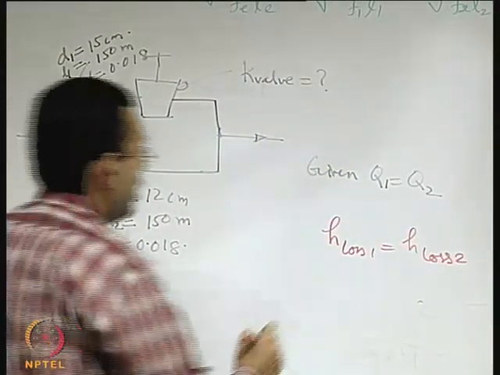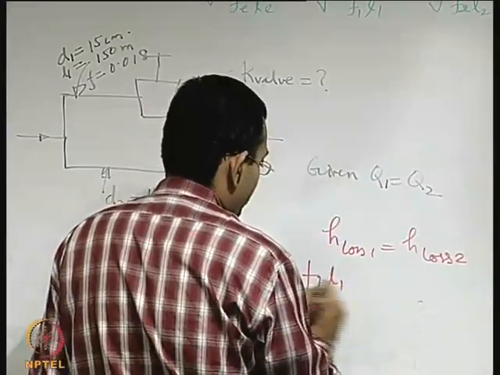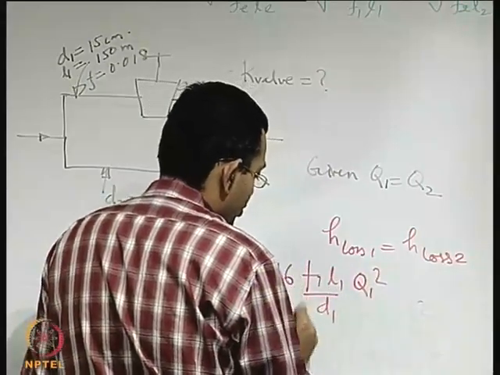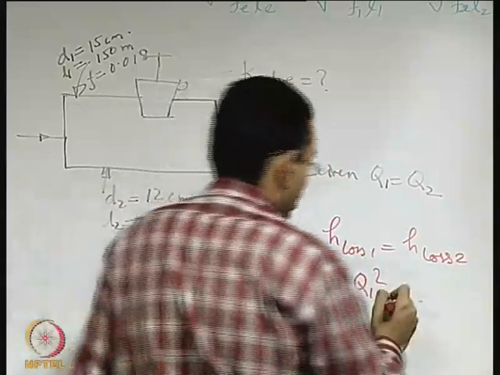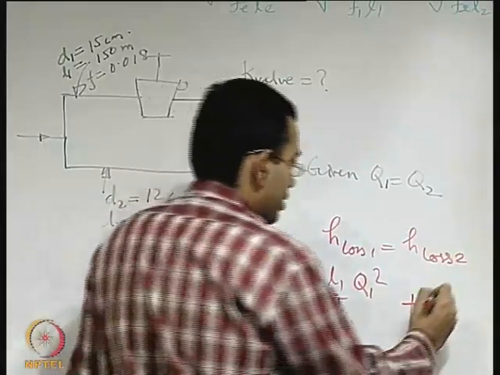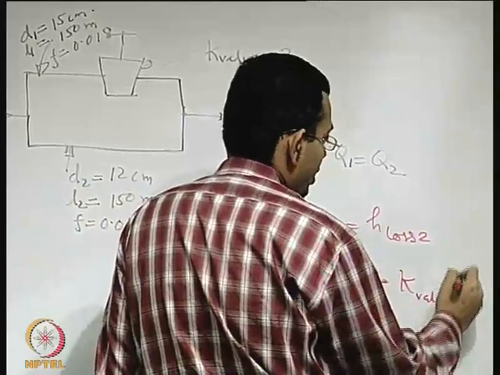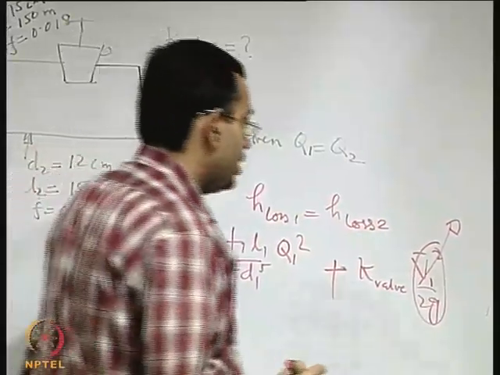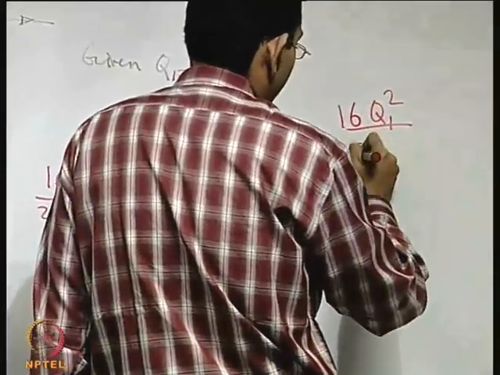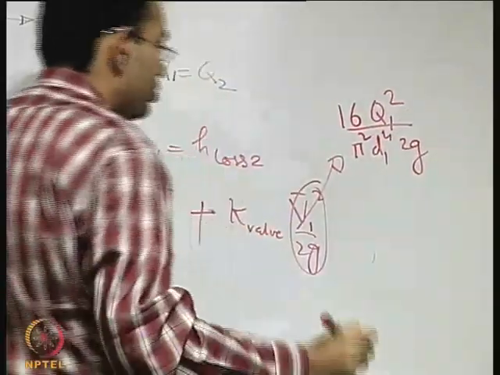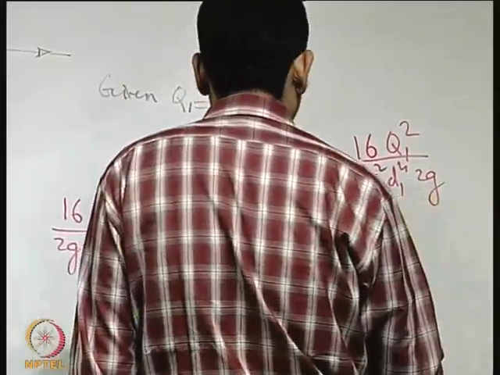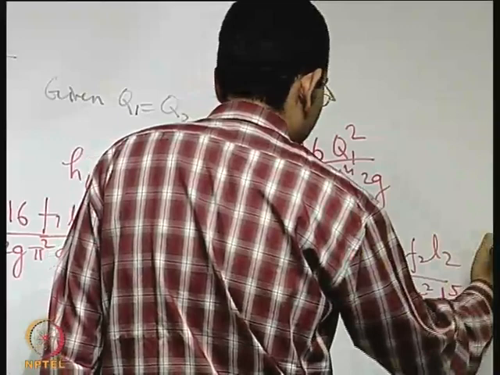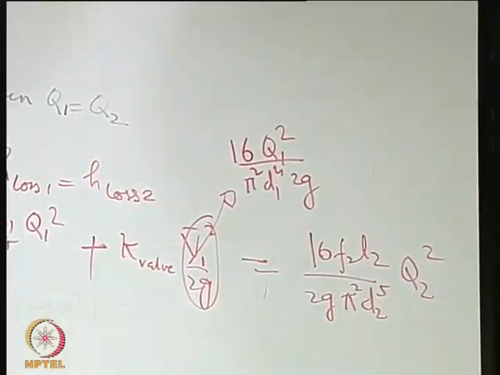So, what is H loss 1? You have F1 L1 by D1, or we write in terms of Q, 16 F1 L1 Q1 square by 2G pi square D1 to the power 5 plus the K valve into V square by 2G. So, V1 square by 2G, as V1 is 4Q by pi D square, is 16 Q1 square by pi square D1 to the power 4 2G. This is equal to the head loss at 2, that is 16 F2 L2 by 2G pi square D2 to the power 5 into Q2 square, right. And it is given that Q1 equal to Q2.